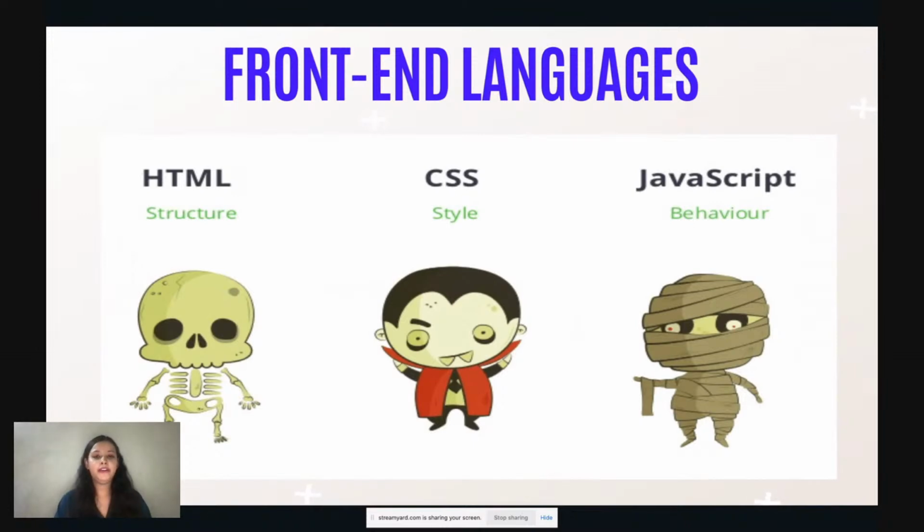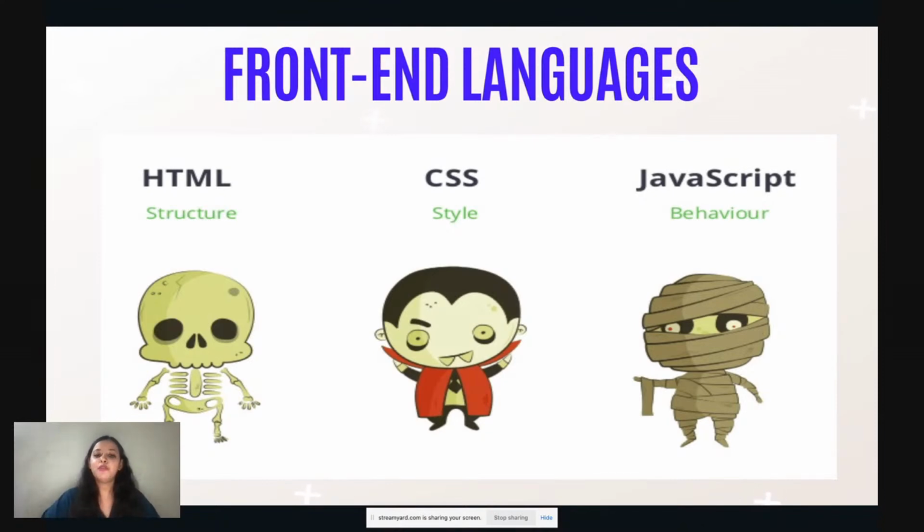So, in front end, we use three main languages. First is HTML, second is CSS, and third is JavaScript. Okay, so now let us understand what these languages do with an analogy, with a story. Suppose you want to make a mummy, and this mummy glows in the dark, and as soon as it comes in the light, its eyes become red. Okay, these are the traits of this mummy.